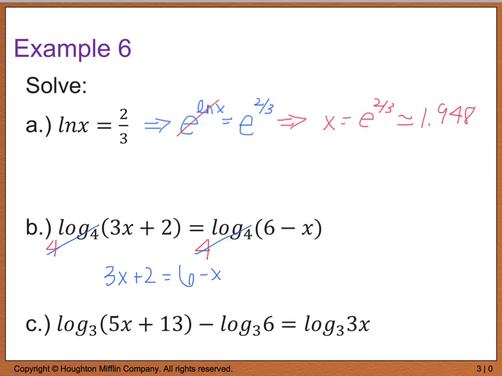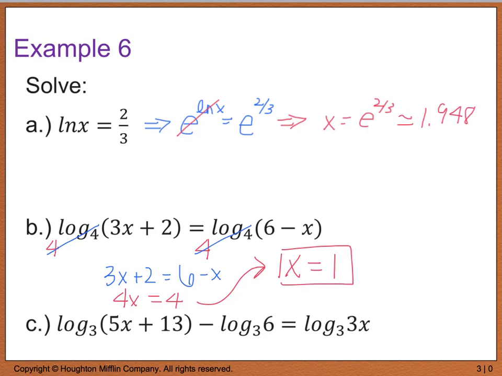Now all I have to do is solve for x. So when I do that, if I add x to both sides, I get 4x equals, and I'm going to subtract 2, 4, or in this case, x equals 1.